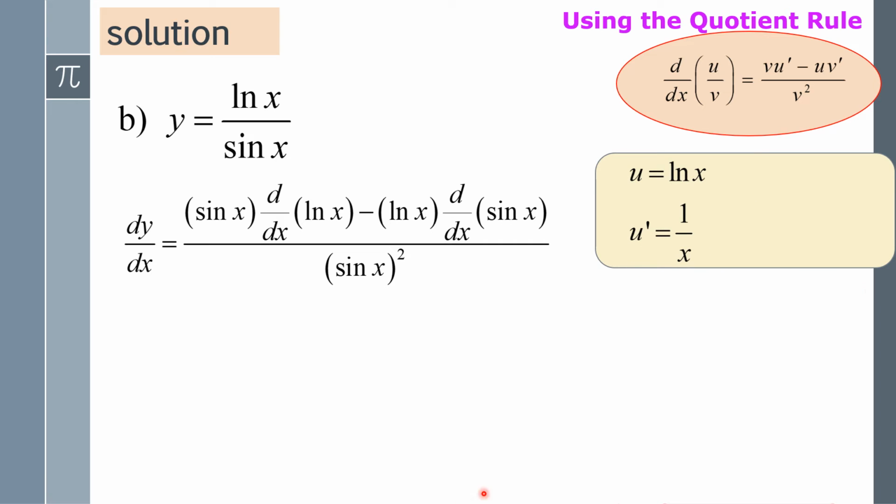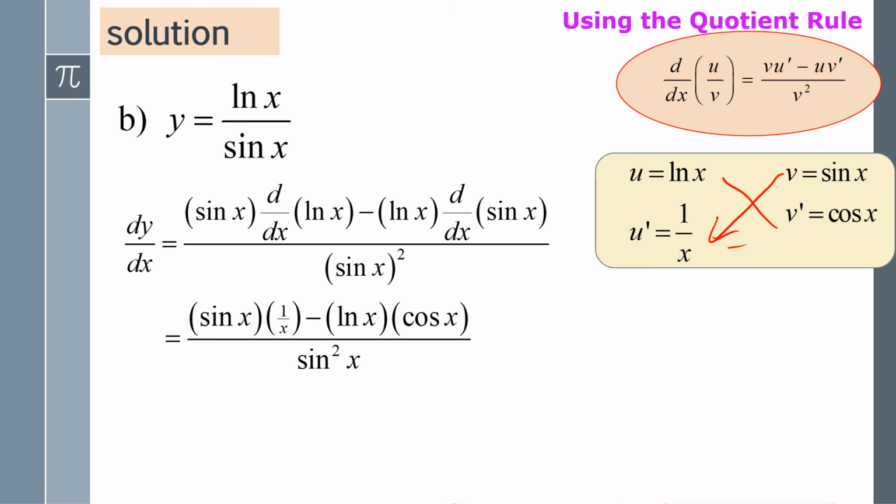We let u equal ln x, then differentiate, u prime we get 1 over x. Then let v equal sin x, differentiate sin x, we get cos x. Then this one is minus. Then we have sin x times 1 over x minus ln x cos x, over sin squared x. Simplify until we get (sin x minus x ln x cos x) over x sin squared x.